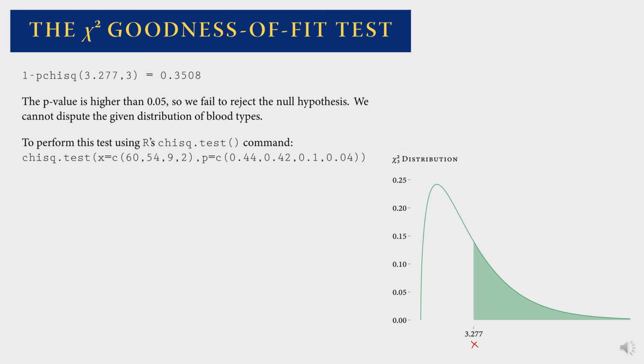R has a chisq.test function that will perform the test for you. It's looking for x and p. x is the observed counts you saw. p is the probabilities for each group under the null hypothesis.